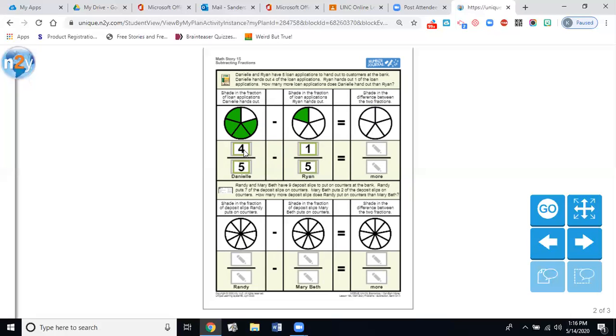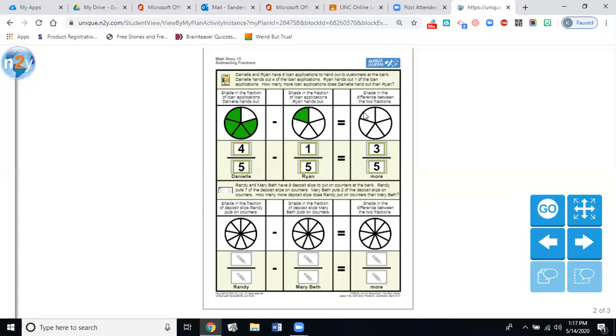fractions. Okay, what is 4 minus 1? 4 minus 1 is 3. Okay, and remember in the instructions it said if the bottom number or the denominator are the same, and it's 5 right here, and Danielle's 5 right here, and with Ryan's. So we'll just move that 5 over. Okay. So this is our number, 3 out of 5.